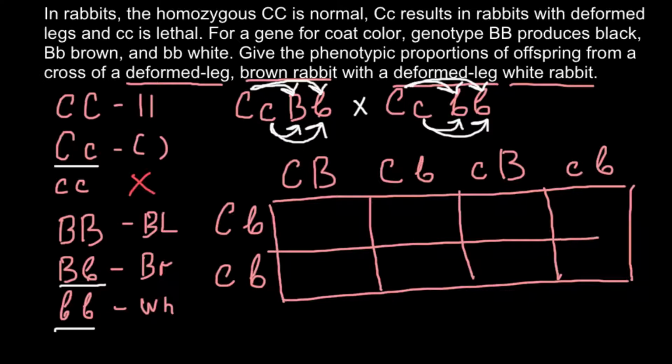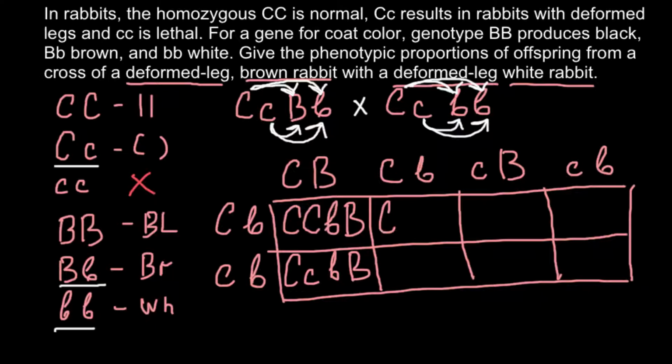And here in the first cell we would have capital C from this parent and capital C from the second parent, and small b from this parent, and capital B from this parent above. So this would be the first genotype possible, and second would be capital C small c and small b capital B.